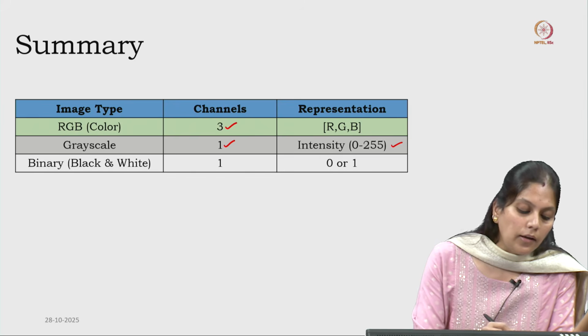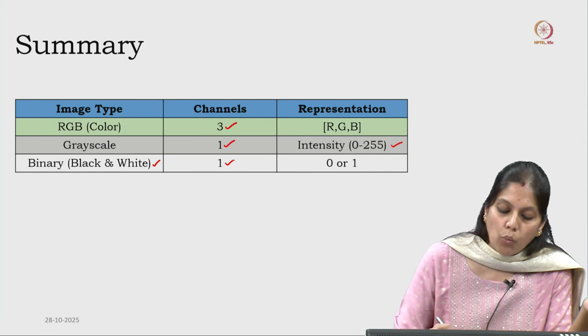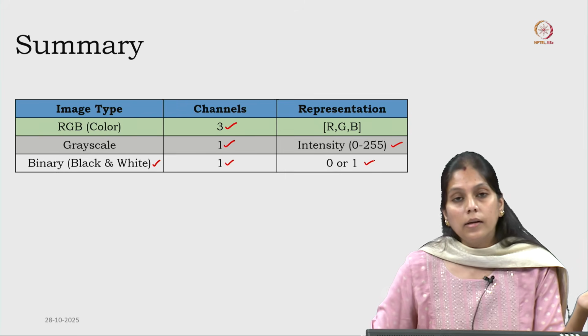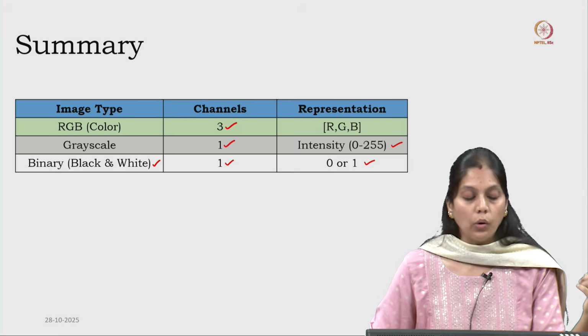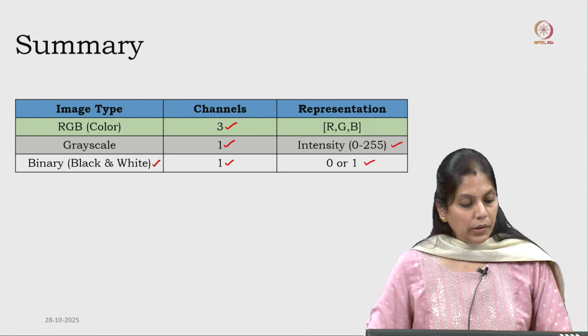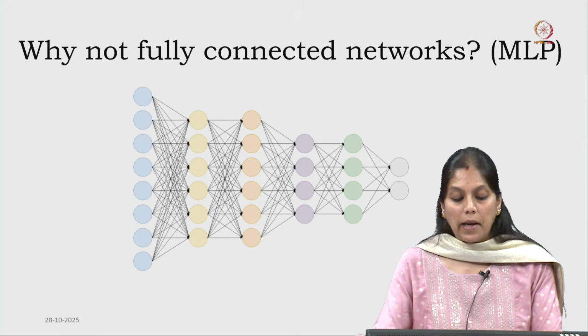And then the third type will be binary. So, the number of channels here is only 1, and the value will be either 0 or 255, or we can write it as 0 or 1. So, this is all with respect to the number of channels.